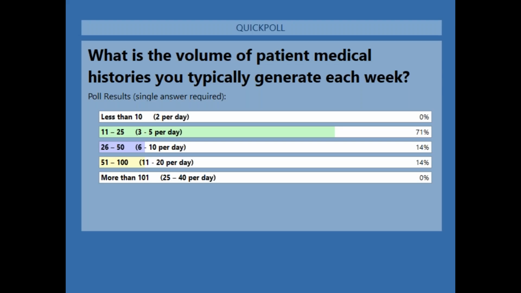So almost a little more than 70% say 11 to 25 per week, or 3 to 5 per day. And then the remaining 26 to 50 or 51 to 100 per day.